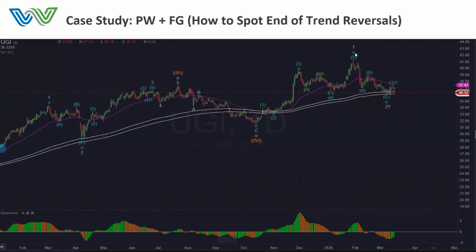And then we come down in a nice ABC fashion to below the tunnel. And it's labeled as a 2 question mark, right? So that's good for me. I'm seeing the end of the swing move because my indicators are saying it's likely the end of the swing move, and I'm confirming it with some wave counts.